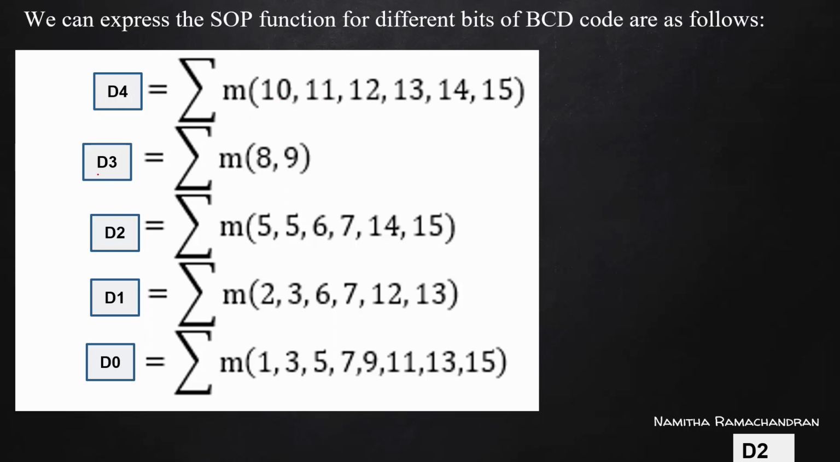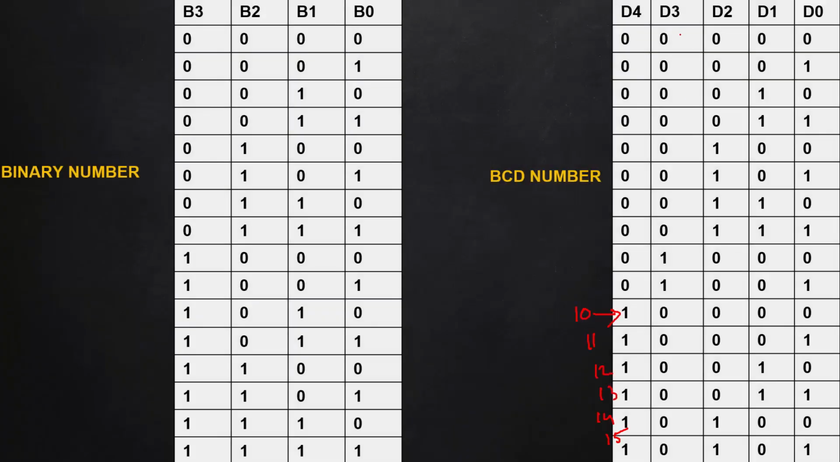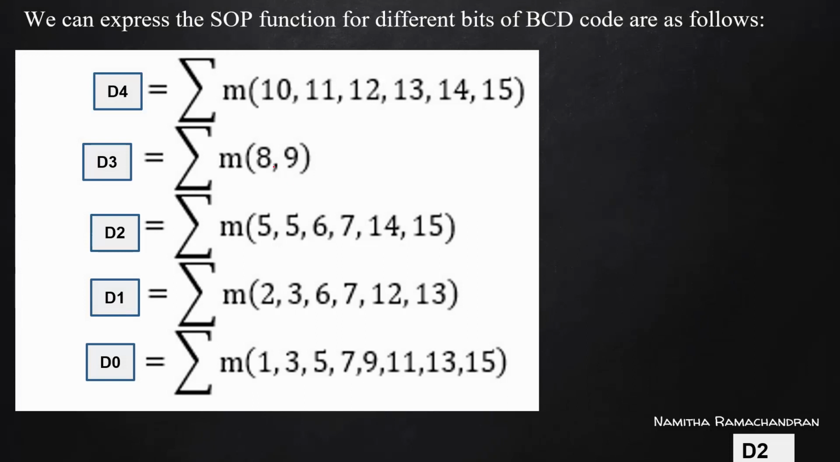And for D3, similarly, these two cases contain 1. This means this is the BCD corresponding to 8 and this is the BCD corresponding to 9. So here D3 means SOP form. It contains min terms 8 and 9.